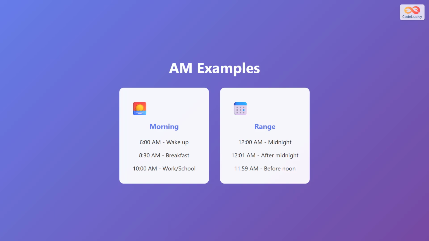Let's look at some a.m. times. 6 a.m. is early morning when people wake up. 8:30 a.m. is breakfast time. 10 a.m. is when work or school typically begins. Remember, a.m. includes all times from midnight through late morning until noon. Any time after midnight and before noon uses a.m.